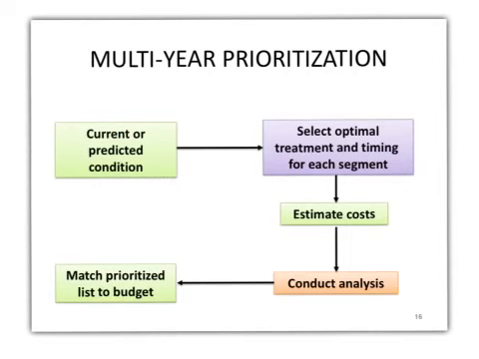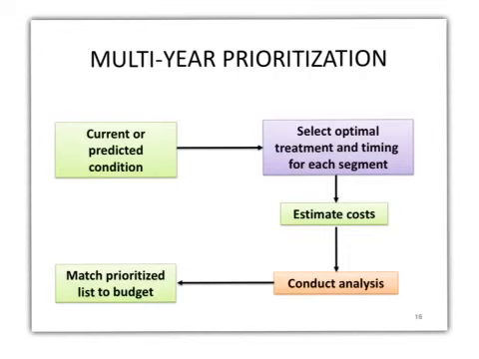This is now a schematic for the multi-year prioritization. As a starting point, we need to know what the current or the predicted condition is. The current condition can be known by simply sending a technician or an engineer to the field and observing the current condition of the pavement. Or if you have a well-developed pavement management system, you can go to the previous years and predict what would be the performance of the pavement in the years to come.